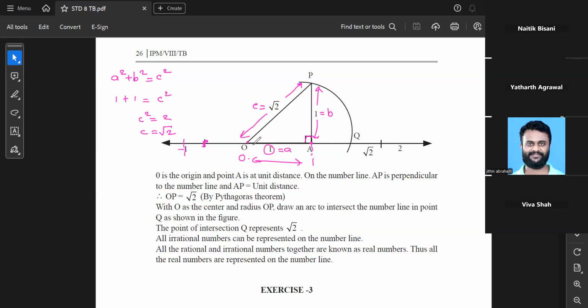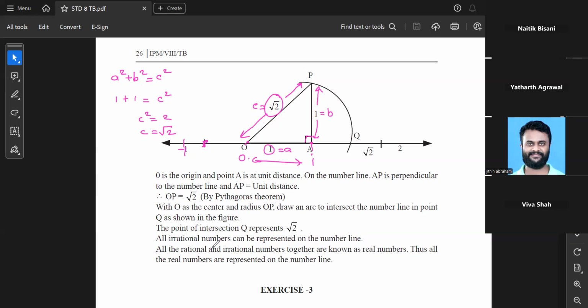Now the question is how to express root 2 in the number line. From origin, I take distance 1 horizontally, then I take distance 1 vertically, then I join the origin with this particular point P. Whatever distance is covered by this hypotenuse, that distance will be called root of 2. So this is how we can express root 2 in the number line. Like I've already mentioned over here, how to express origin से लेने का distance वगैरह वगैरह.